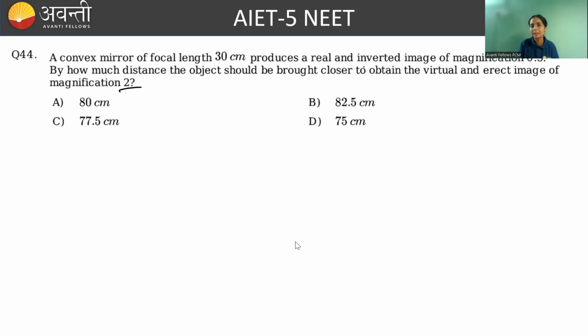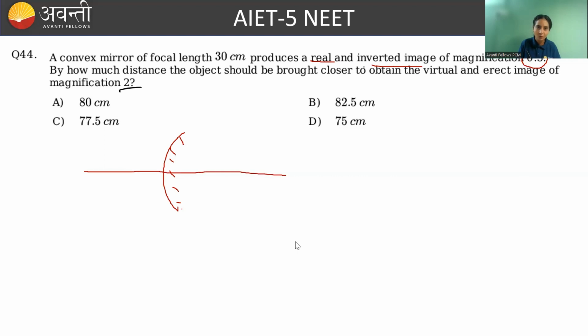Now, this is a case of convex mirror. So there is a convex mirror and its focal length is given. And it's given that this convex mirror produces a real and inverted image of magnification 0.5. This is given, right? Now, you all have studied convex mirror, and we know that convex mirror looks like this.